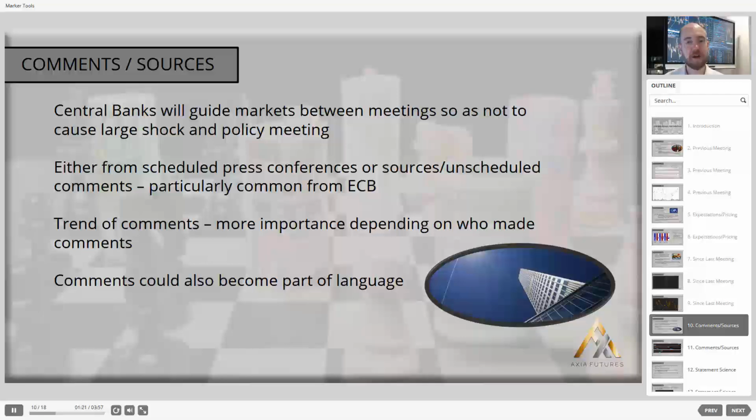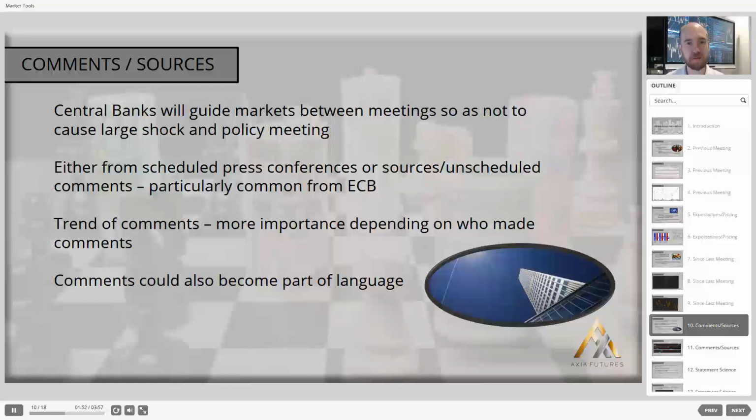However, we do often see sources, and this is particularly prevalent from the ECB. You will get unnamed sources, so you don't know who these people are, who have apparently spoken to a newswire. Often it's Reuters, but it could be Financial Times, it could be a German newspaper, etc. It could be various different places. What you've got to then do is take on board these source comments. Are they giving you a clue as to what's going to happen at that next meeting?